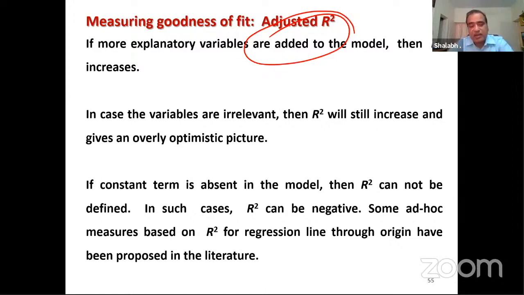Right. And the third thing you have to keep in mind is that if the intercept term is absent in the model, sometimes this R square can be negative also. You have to think, this is a square quantity. It should always be positive, but it may become negative. So, when the constant term is absent, the model is passing through the origin. For that, some ad hoc measures have been given in the literature, but they are not very dependable, honestly speaking.